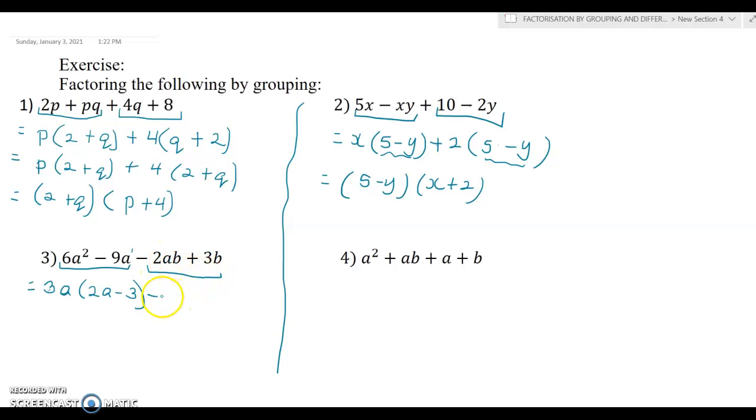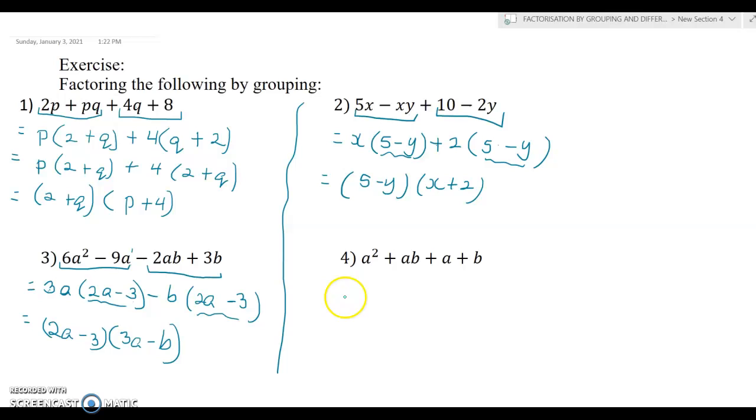2ab plus 3b, they have b in common. So now, minus by a plus will give me back that minus. So b by 2a will give me back that minus 2ab. And a minus by a minus will give me back this plus here. And b by 3 will give me back that positive 3b there. So you see I have the same thing repeated here. So our final answer will be 2a minus 3, what's in brackets, and my next bracket is what's on the outside, 3a minus b.